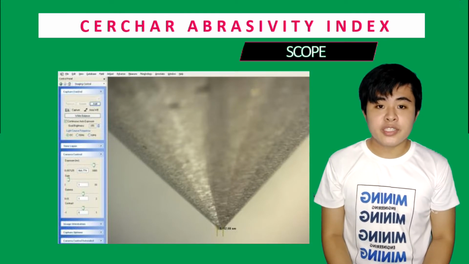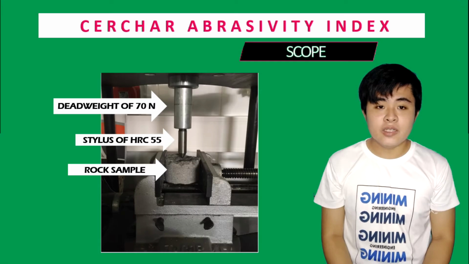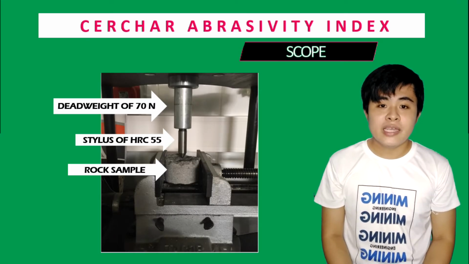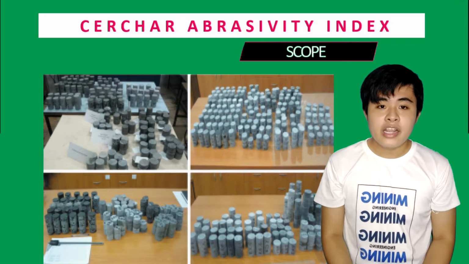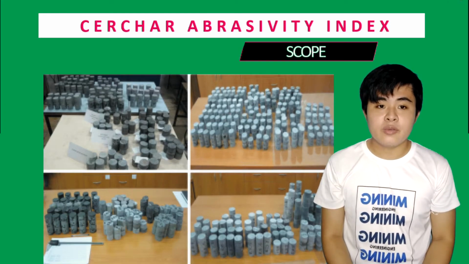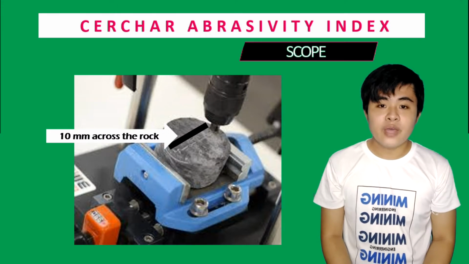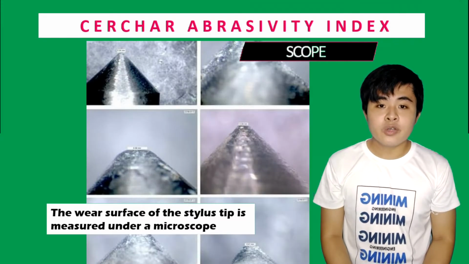The test measures the wear on the tip of a steel stylus having a Rockwell hardness of 55. A rock specimen, disc-shaped or irregular, is firmly held in the test apparatus. The stylus is lowered carefully onto the rock surface. While under a normal force of 70 Newton, the stylus is moved a total distance of 10 mm across the rock. The wear surface of the stylus tip is then measured under a microscope to an accuracy of 0.01 mm.